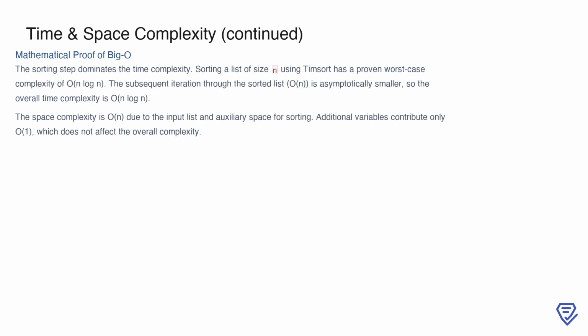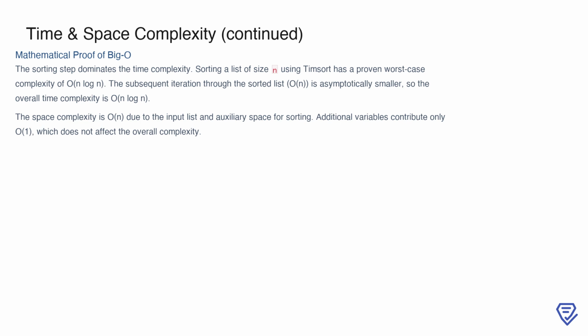To solidify our understanding of the time complexity, let's provide a mathematical proof of the big O notation. The sorting step dominates the overall runtime. Sorting a list of size n using timsort has a well-established worst-case complexity of O(n log n). After sorting, the algorithm iterates through the list, which takes O(n) time. Since O(n) is asymptotically smaller than O(n log n), the overall time complexity is determined by the sorting step, resulting in O(n log n).